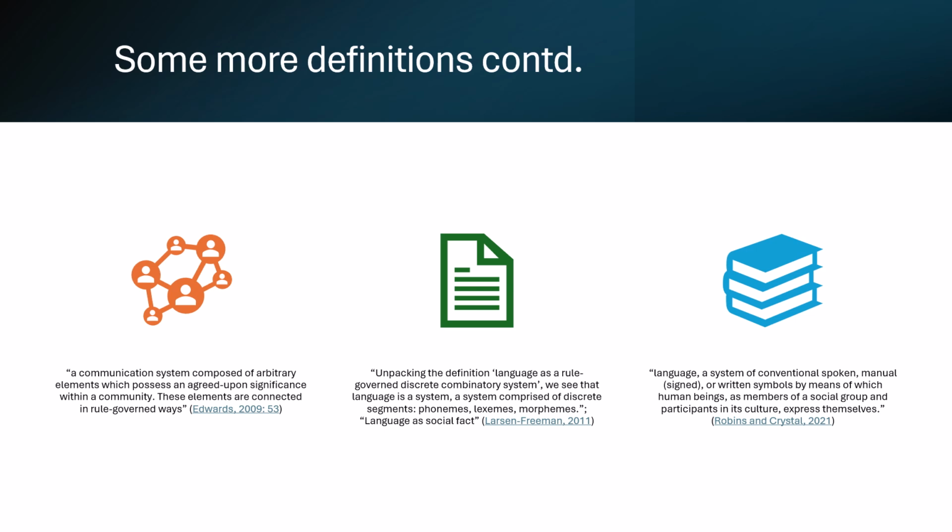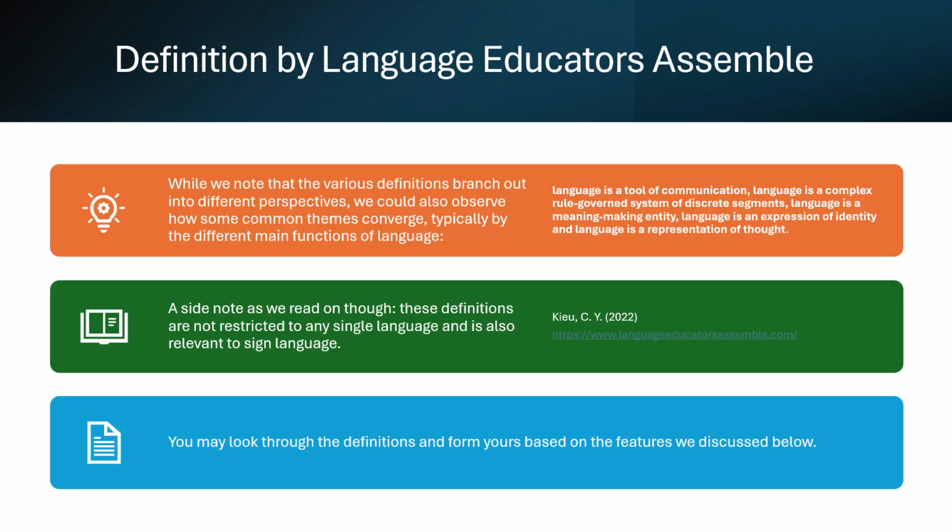So let's look at Robbins and Crystal 2021. It says language is a system of conventional spoken, manual, signed. So again, when it says signed, it could mean hand signs, like the kind of hand signs that you use for the deaf, or written symbols by means of which human beings, so it says again, language is a human thing, as members of a social group and participants in its culture, express themselves. So we are looking at these different definitions that we are able to gather from our research.